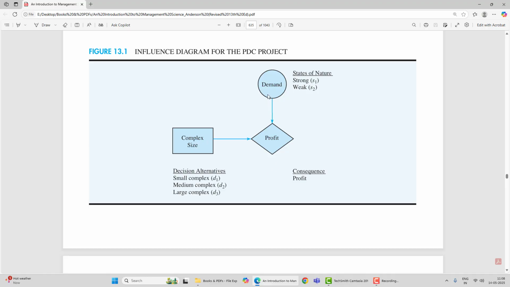The states of nature is always shown by a circle. So in this state of nature we have the demand. There can be two possibilities, strong demand S1 or a weak demand S2. And the result of this is always shown in this quadrilateral, and it is called profit. Here the consequence is profit. So this is called our influence diagram. Any problem you come across, you have to first draw the influence diagram to understand clearly the states of nature, the decisions and consequences.